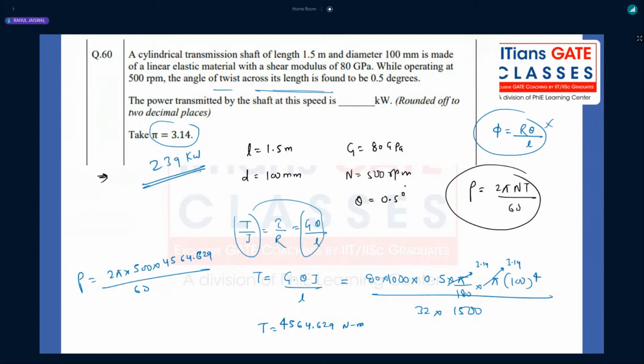So I think we have discussed all the problems regarding this strength of materials.